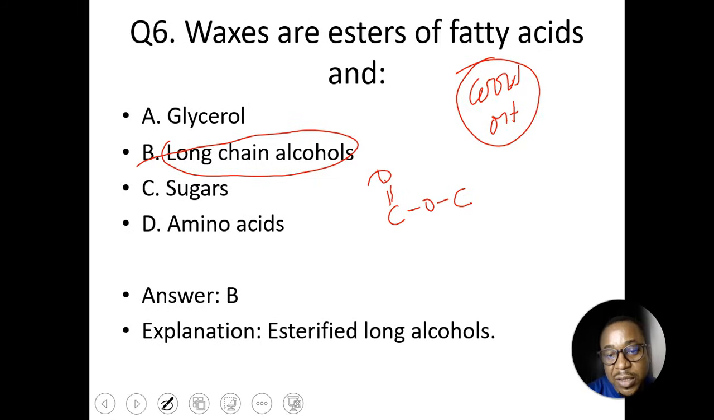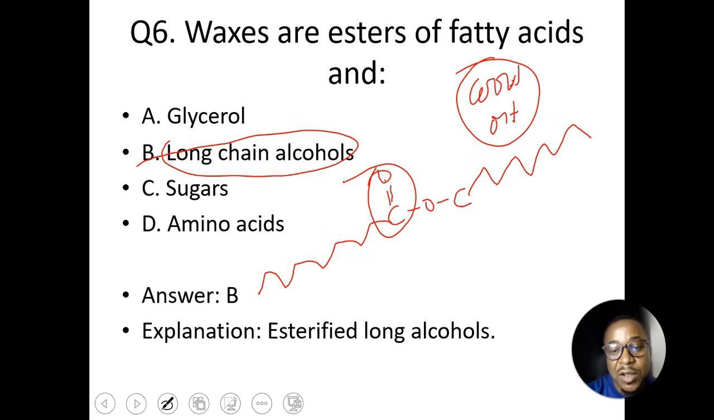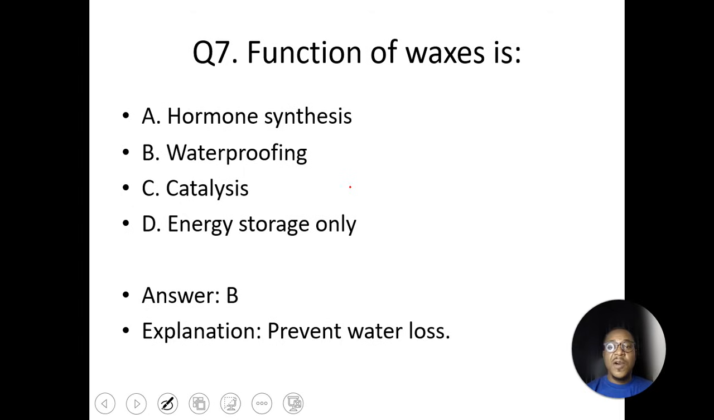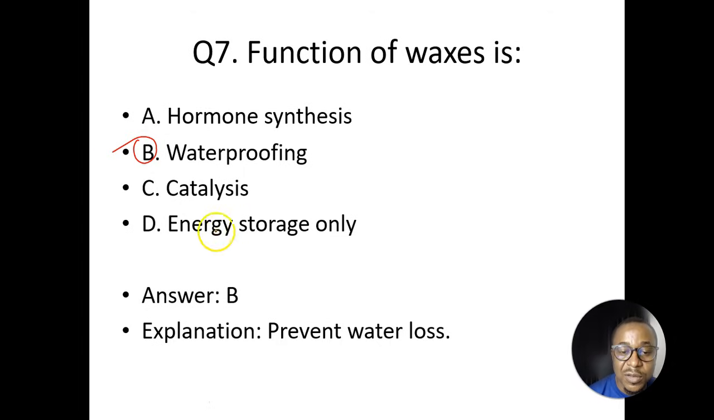This one will have a long chain. This one will also have a long chain. So this is the alcohol. This is the fatty acid. So together they form esters. So these are waxes. Now, the function of waxes is waterproofing. That's what plants use to prevent water loss.